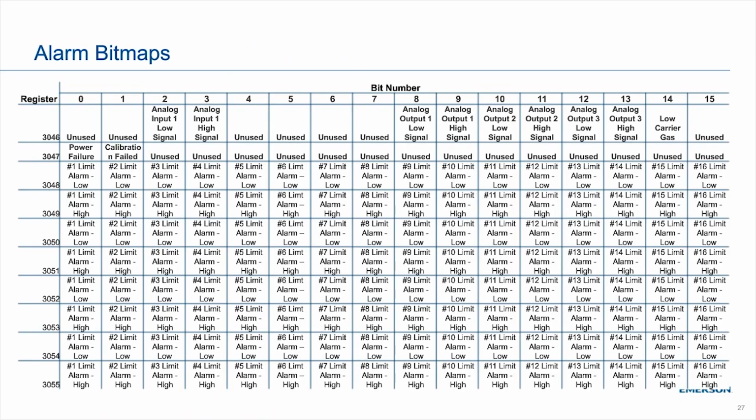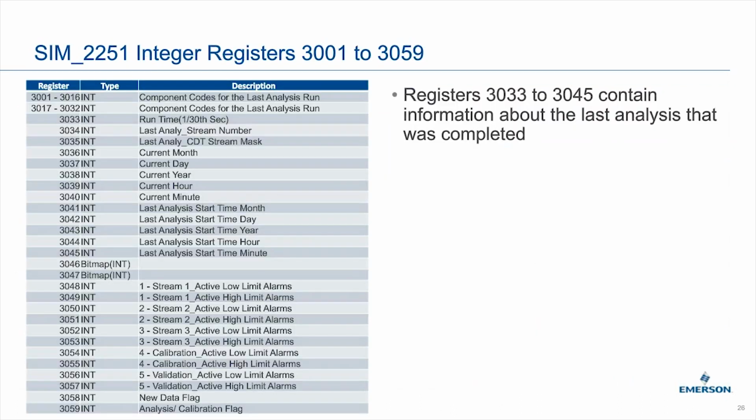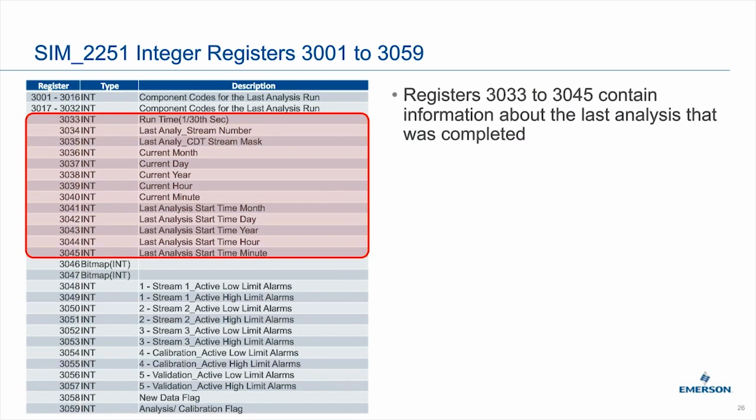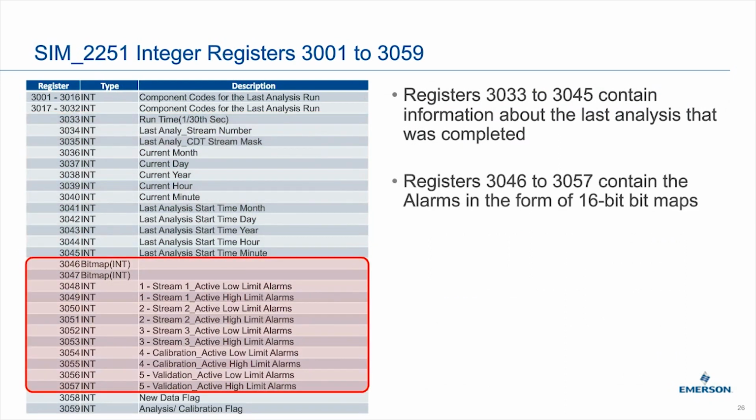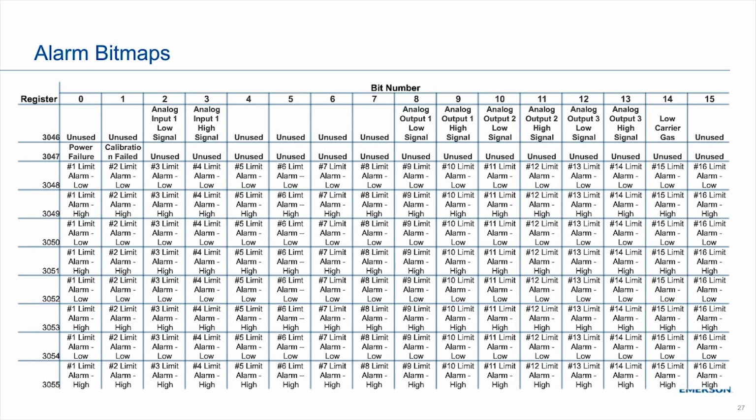So we have the alarm bitmaps here. Now, that means that if the analog input 1 was low, then bit 2 would be set to a 1. Now, the way this can work in reality is you could actually map each individual bit, or you could look to see that if register 3046 was not 0, then there's an alarm. Or if 3046 is equal to 0, then all of the bits are set to 0, and so there's no alarm and life is good. So that's how we use the bitmaps.